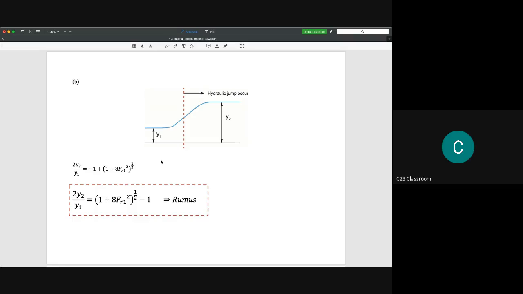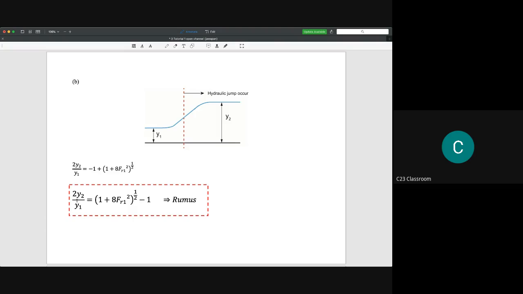There are two versions written in textbooks. Some textbooks will write -1 plus the square root of 1 plus 8 Froude number 1 squared, and I propose that you remember to just move the -1 at the front to the back like this, because it reduces the possibility of you forgetting to write the negative sign here.